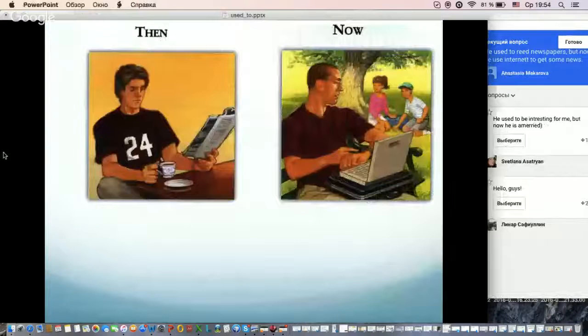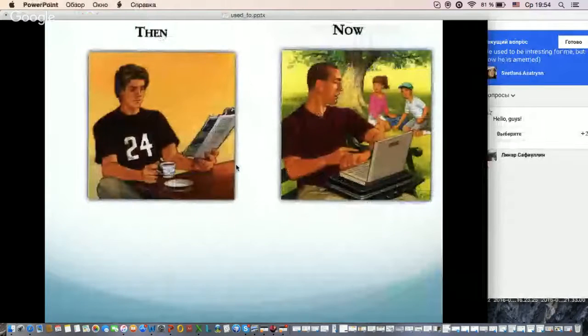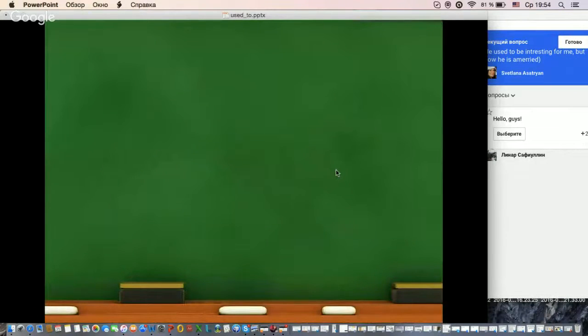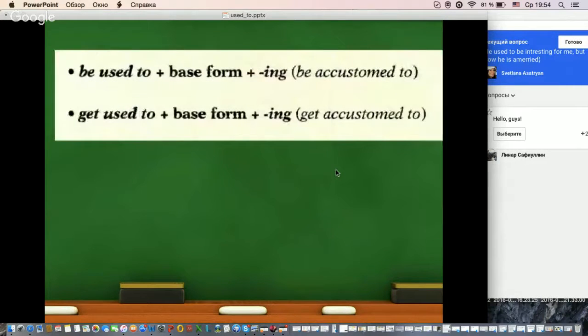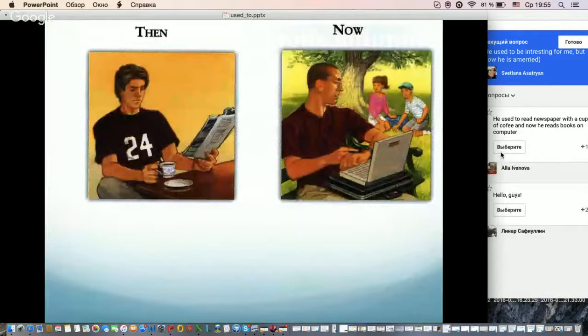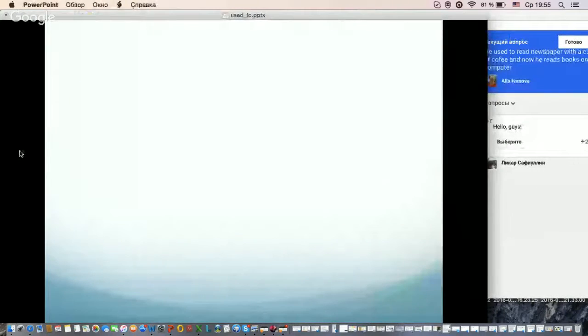Okay, what have we received from Svetlana? He used to be interesting for me, but now he is married. All right, Svetlana, you've got a wonderful sense of humor, thank you. Great example, love it. In case you guys send me some more examples, of course, I will read them out loud. Alla, thank you. So he used to read newspaper with a cup of coffee, but now he reads books on computers. All right, thank you a lot.